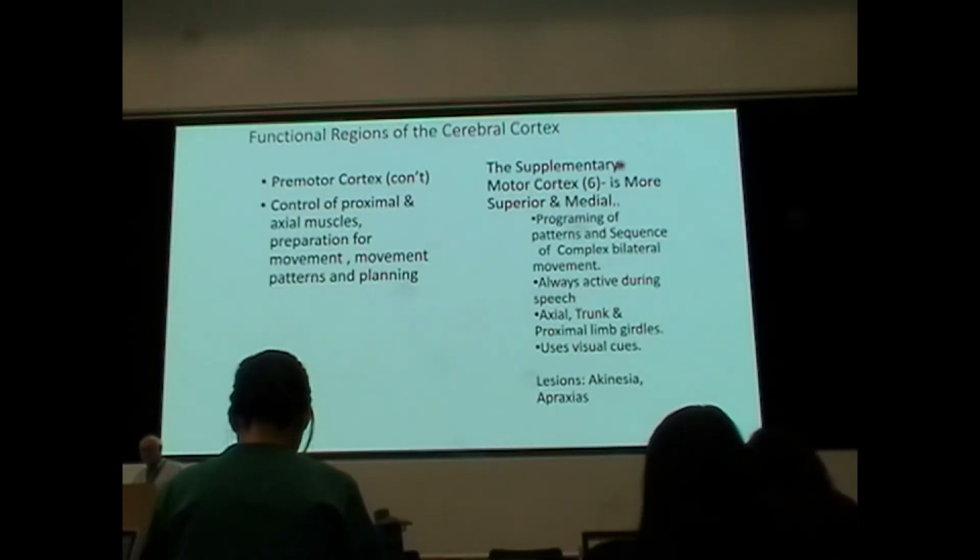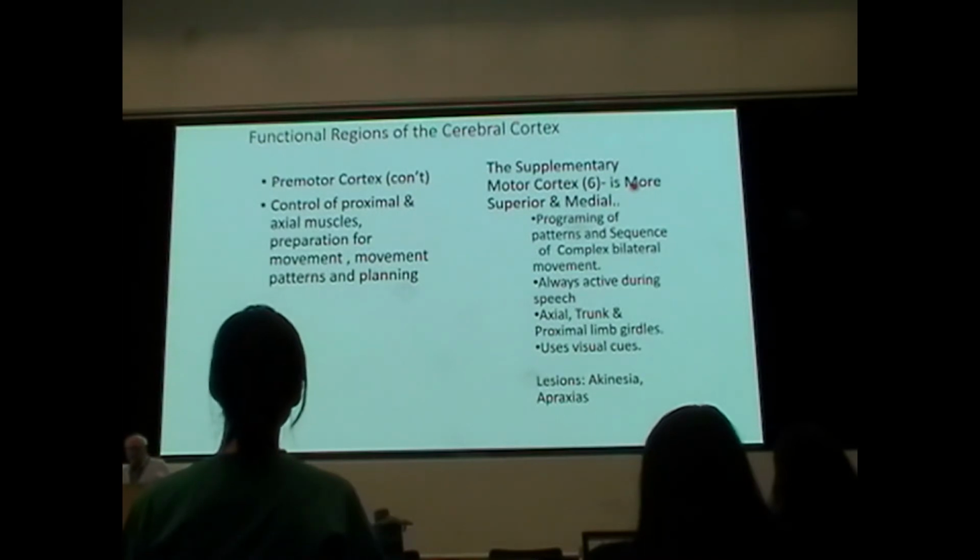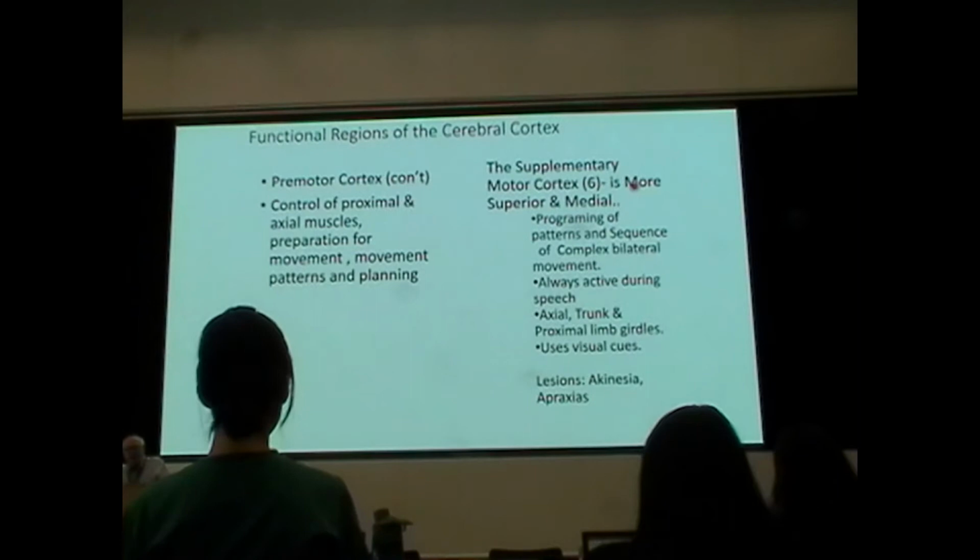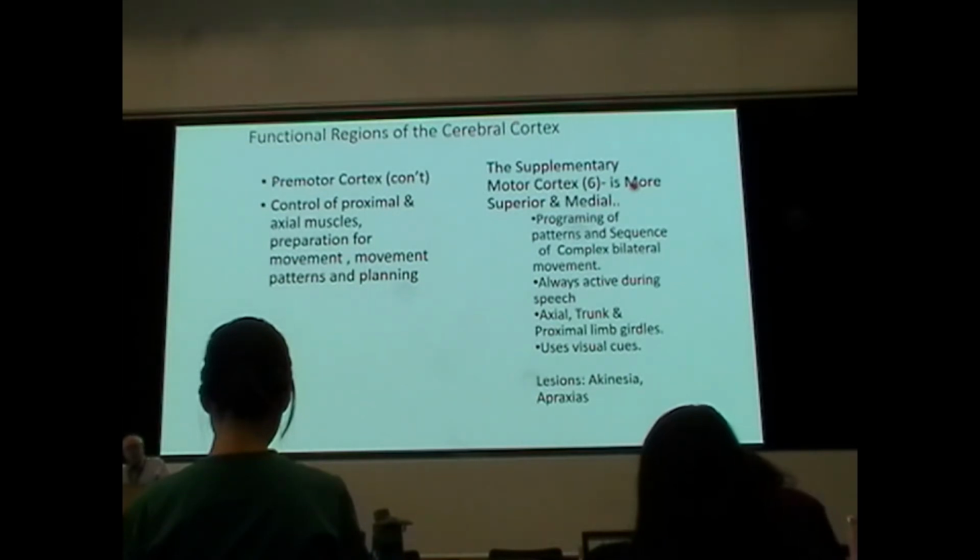Now, there's an area that is primarily on the upper medial side of the premotor cortex, which is many times itself just called the supplementary motor cortex. It's still Brodmann's area 6, but it's a little bit more sophisticated in its relationship to the programming of patterns and sequences of complex movement patterns. Always active during speech. That makes sense. This is speaking.